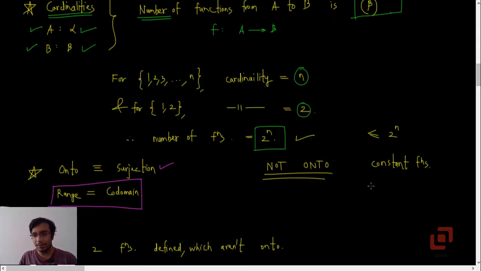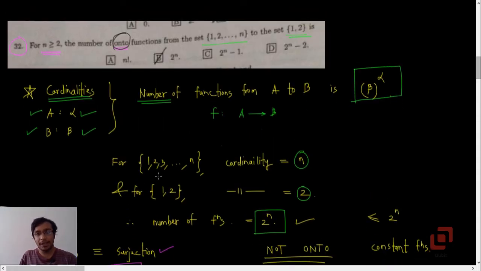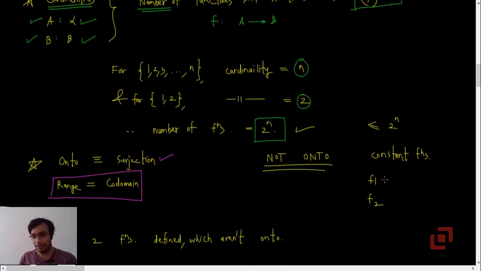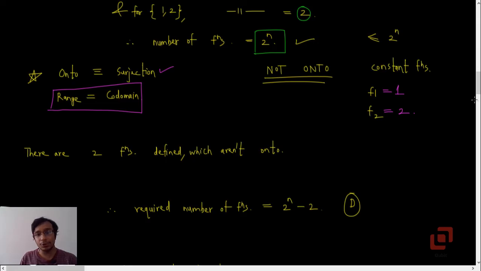We will call them f1 and f2. For f1 everything is mapped to the number 1, and for f2 everything is mapped to the number 2. Except for these two special functions, everything else is an onto function, because both 1 and 2 will have at least one pre-image under the function. So the first constant function is f1 equal to 1 and the second is f2 equal to 2. There are two functions defined which are not onto.